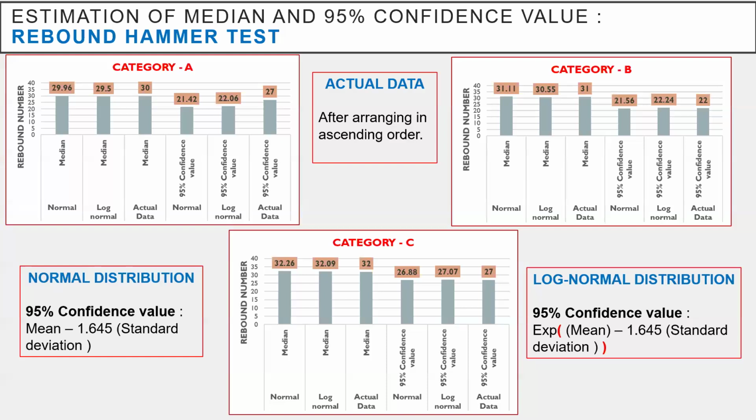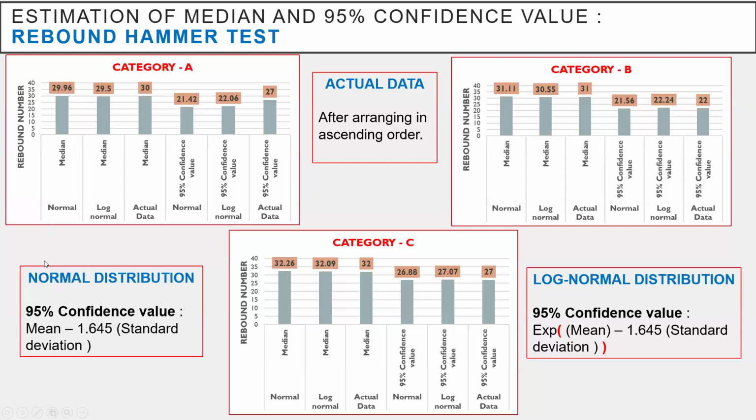This slide shows the estimation of median value and 95% confidence value for the rebound hammer test for all three categories A, B, and C. Because the rebound hammer test follows both normal as well as log normal distribution, you can see as an example that the actual median value is 30, and based on the prediction, we have found 29.96 and 29.5.